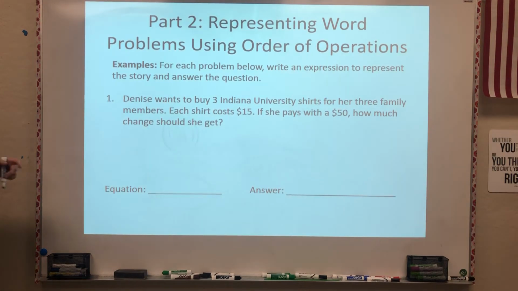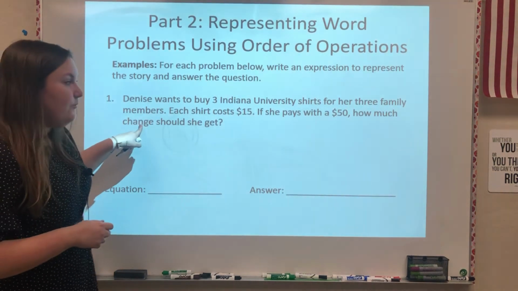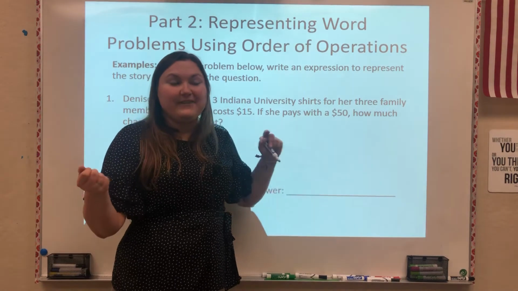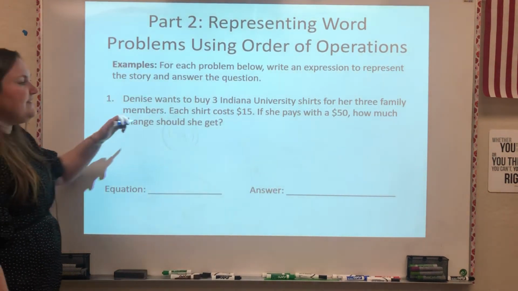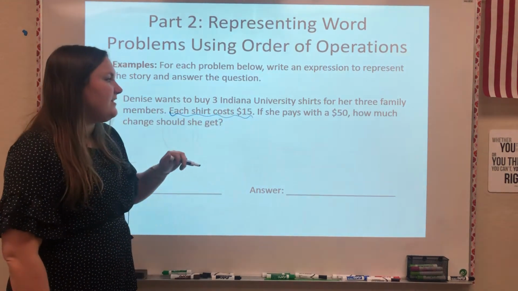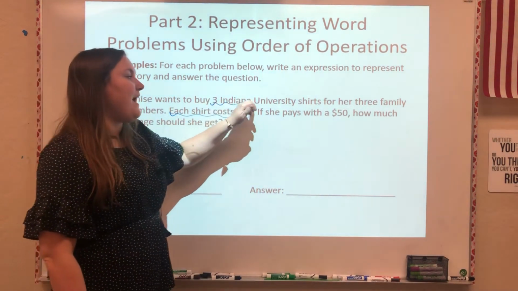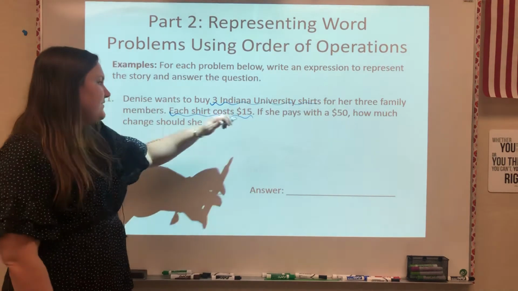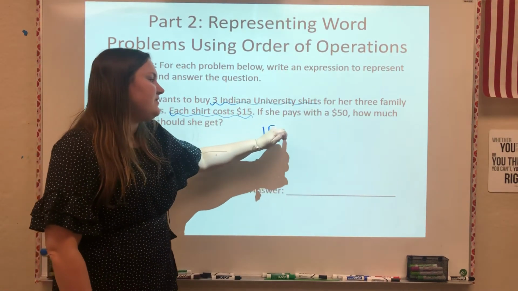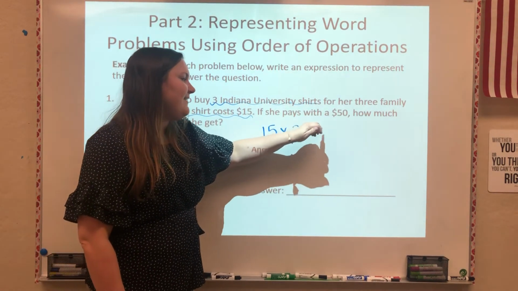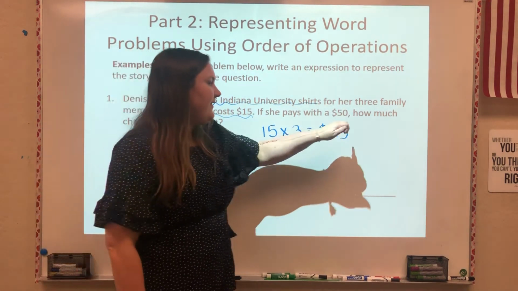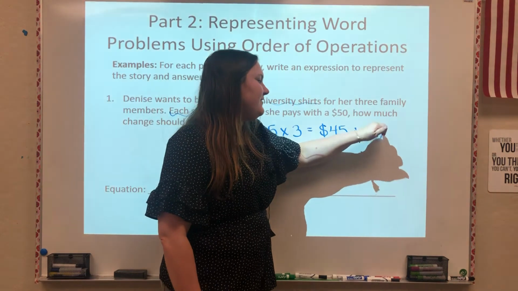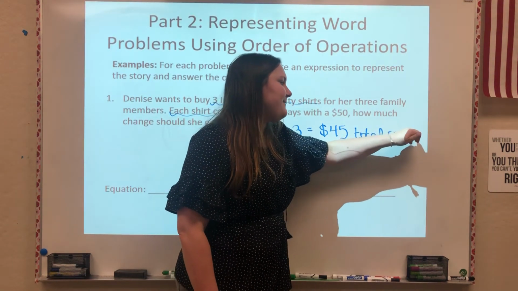Well, in order to figure out how much change she should get, we know what she's paying with, but we need to figure out how much that total cost is. So one thing I would need to do is take the cost of each shirt and multiply it by how many shirts she's buying. So I could take that $15 for each shirt times the 3 shirts she's buying. That gives me a total of $45. And that is, I'm just going to label it, the total spent.